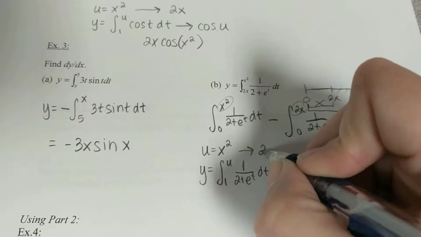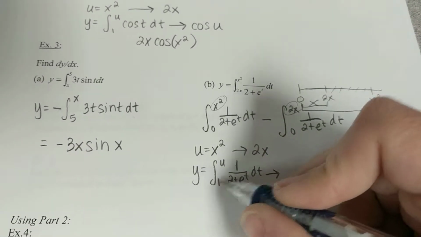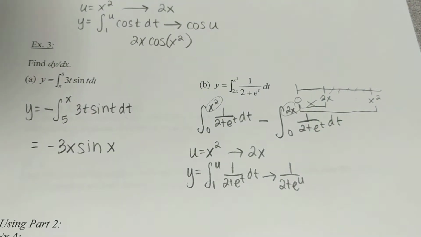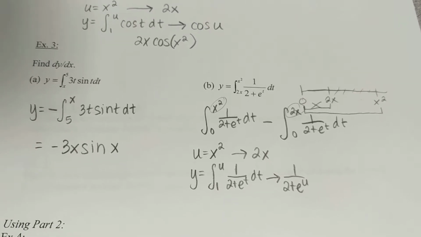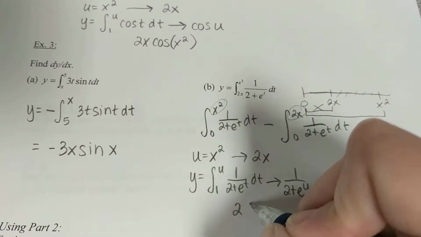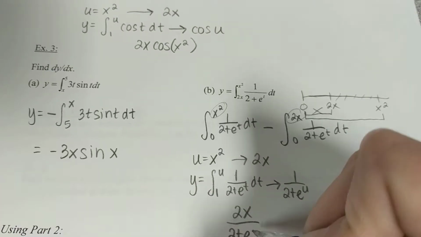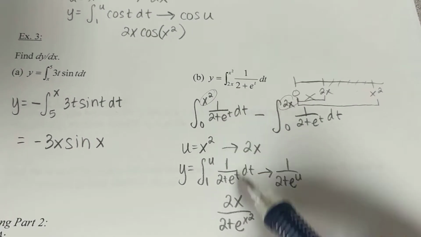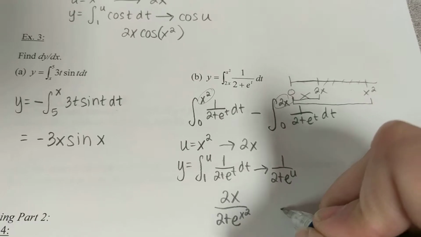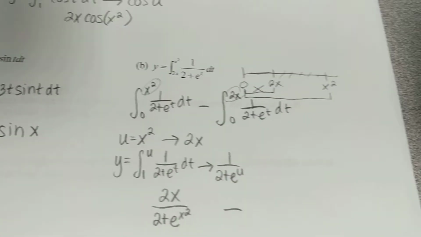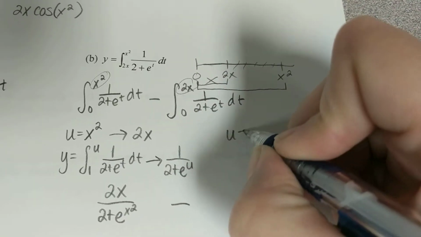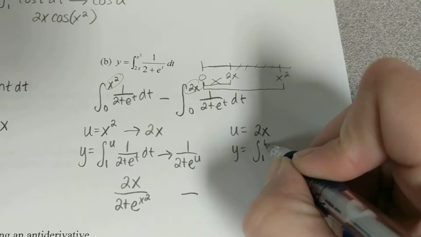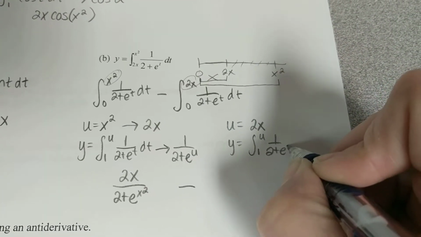So the derivative of x squared was 2x. And the derivative of the integral, 1 over 2 plus e to the u. So I need to multiply those two pieces together. So I get 2x over 2 plus e to the x squared. Now that was just this first one. Minus, now we've got this one up here. I'm going to use u again. This time u is 2x. 1 to u of 1 over 2 plus e to the t.